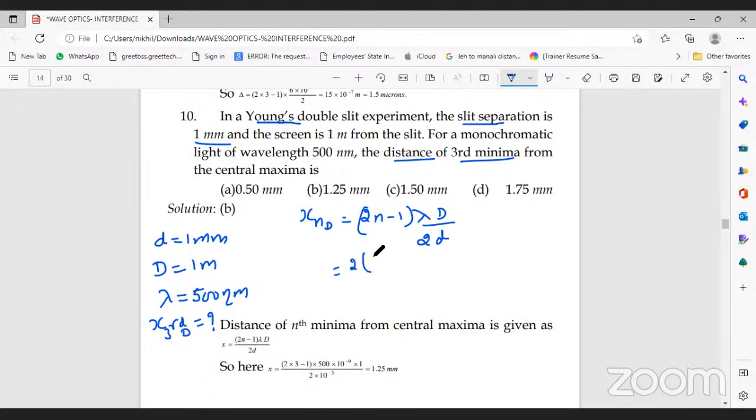What is the n value? 3, minus 1. Lambda is 500 nano. Capital D is 1. Small d is 1 milli. Simplify this.